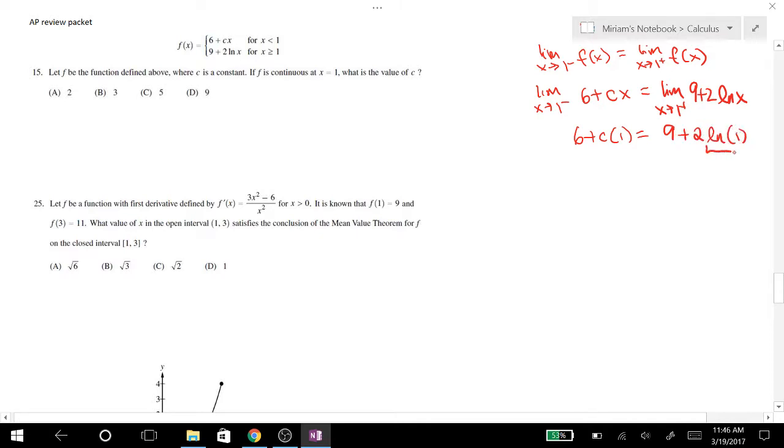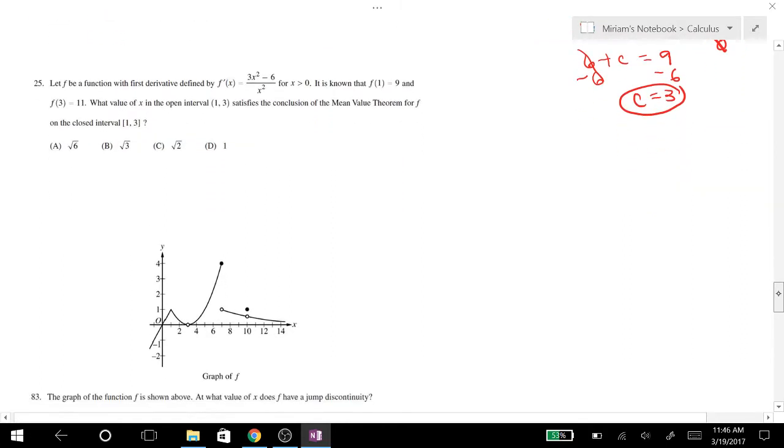Now, hint, hint, natural log of 1 is 0. Please memorize that. So 2 times 0, this whole thing will just be 0. I'm left with 6 plus c equals 9. And now I have to figure out, well, what does c have to be so that 6 plus c equals 9? Well, guys, solve for c. Algebra, okay? c equals 3. That means c should be 3. Okay? That way, f is continuous at x equals 1.